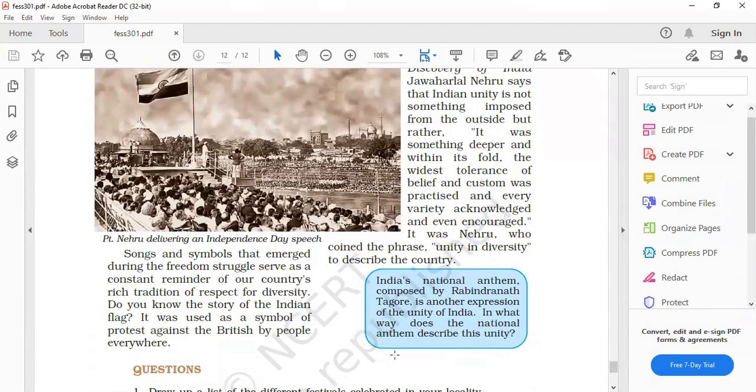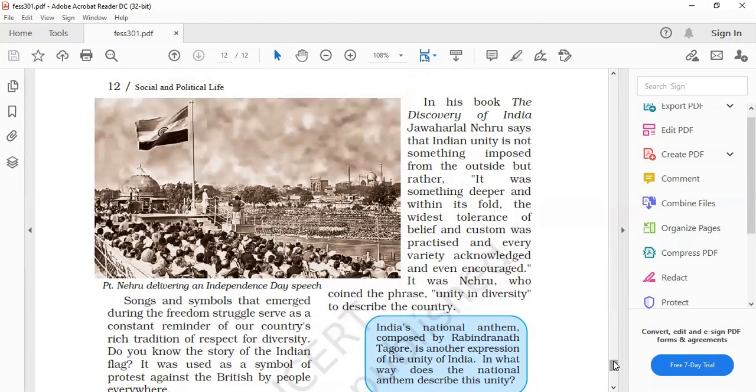here, see the main thing: do you know the story of the Indian flag? It was used as a symbol of protest against the British by the people everywhere. And next, who wrote Discovery of India? And what is the theme of Discovery of India? Here is the answer: what Jawaharlal Nehru wants to say in Discovery of India. Read this carefully. That is the theme of Discovery of India. Who wrote the national anthem? As you all know, Rabindranath Tagore.